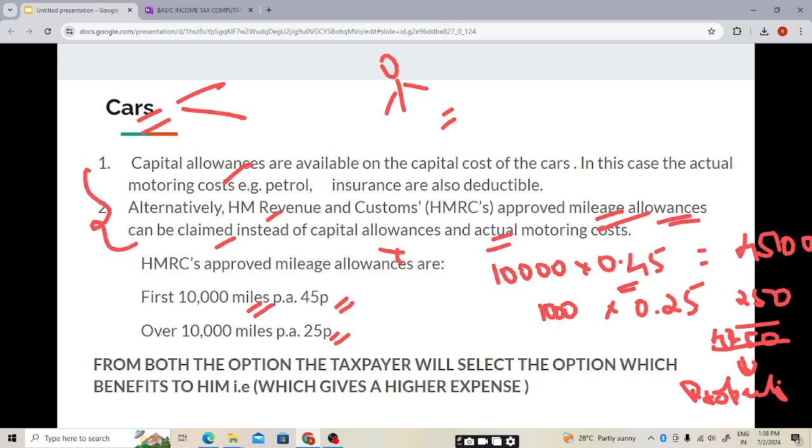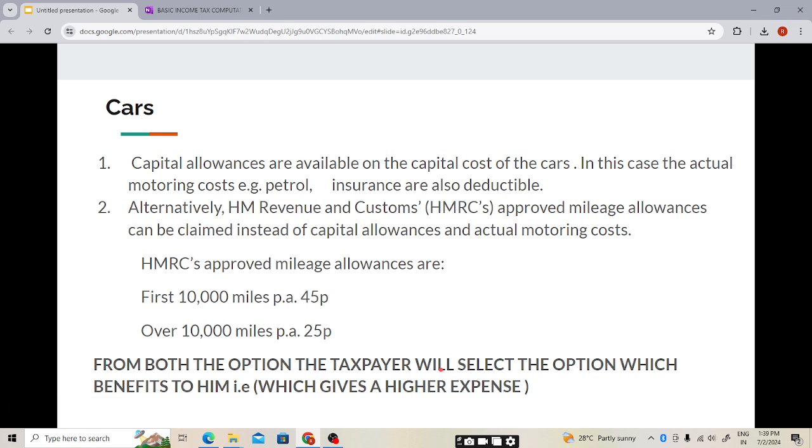Which will I select as an individual? I will select the option which gives me more expense, because the expense I will be reducing from my property income. If I reduce from my property income, I will get my net income. That net income will be taxable. If I reduce less expense, it means more income. More expenses means less income. So as mentioned here, from both options, the taxpayer will select the option which benefits him, that is, which gives higher expenses.